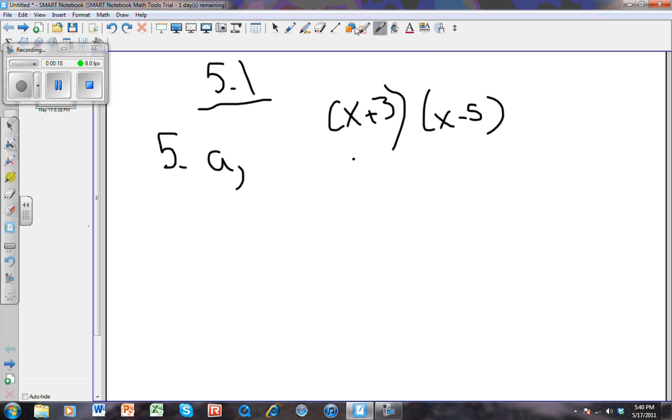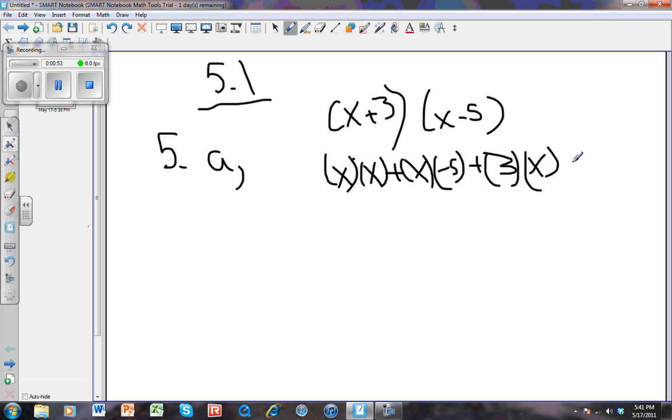So the first thing that we're going to do is expand this by multiplying x times x and x times negative 5. And we're going to do 3 times x and 3 times negative 5. So I'm going to write this out now. It's going to be x times x plus x times negative 5 plus 3 times x and 3 times negative 5.